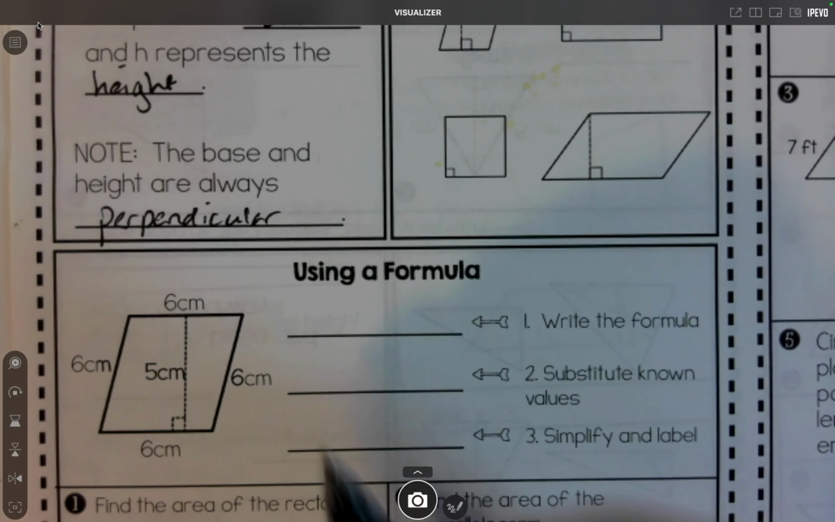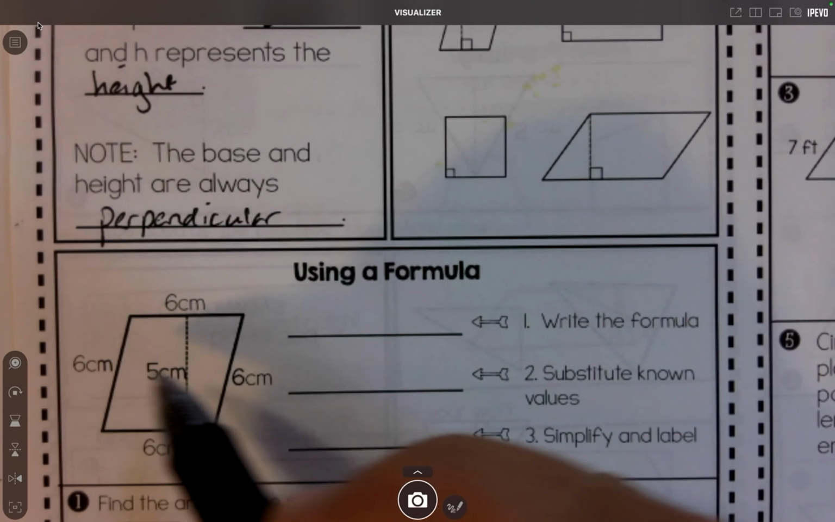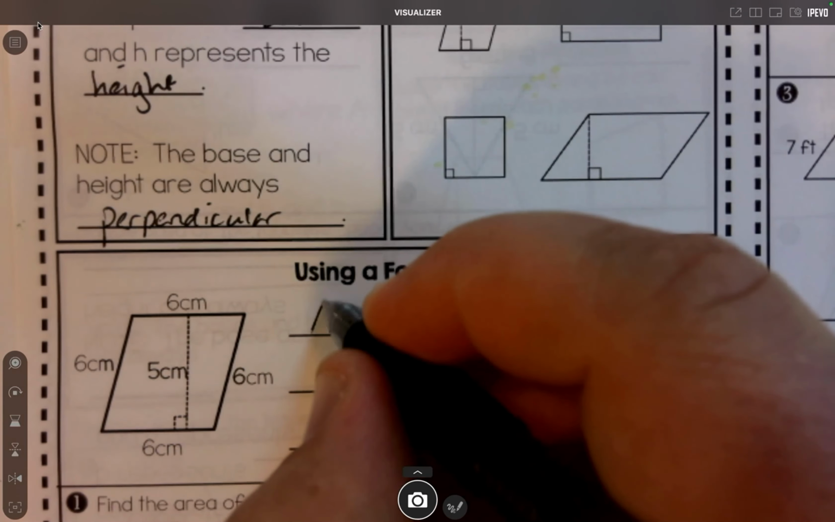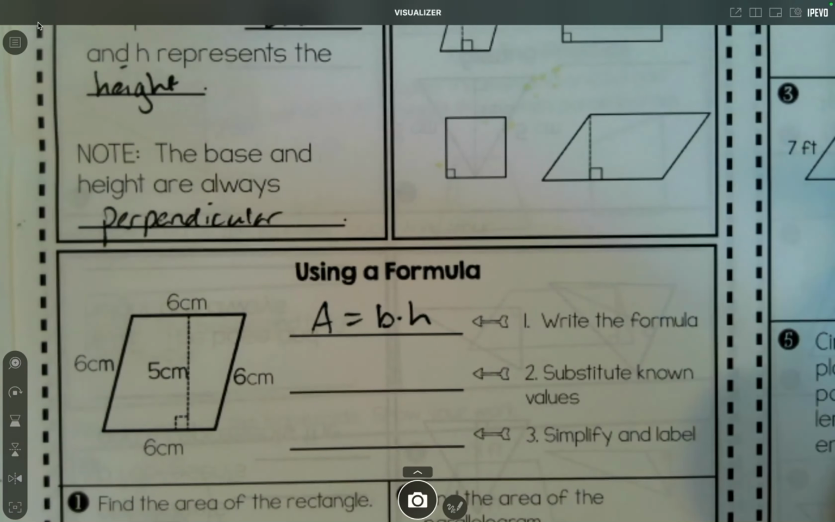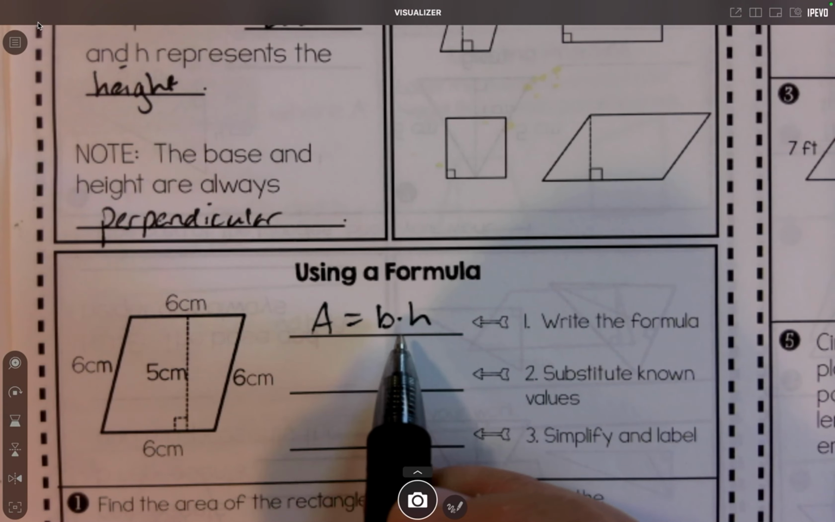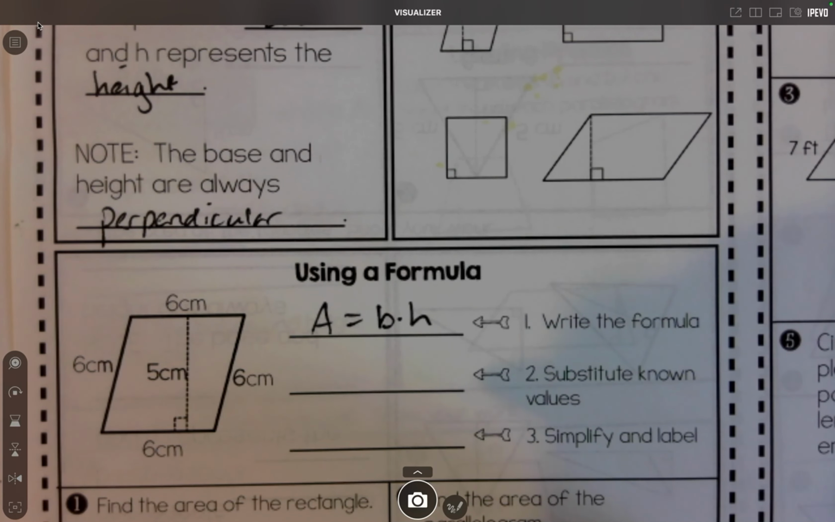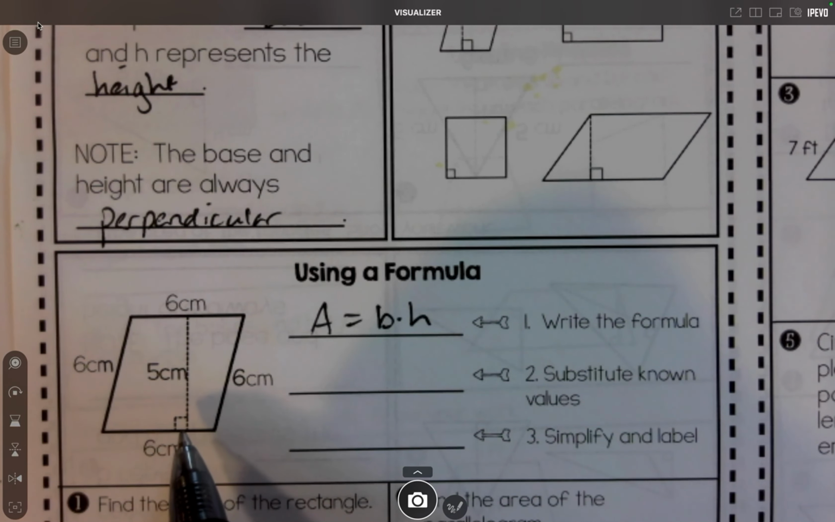Okay, so we know this is the parallelogram. The opposite sides are parallel, going the same direction. So the formula for a parallelogram is area equals base times height. And you don't have to write the dot like I've been doing, but you can. You can just write BH. Substitute the known variables. Okay, so notice the base and the height are where the perpendicular lines meet.